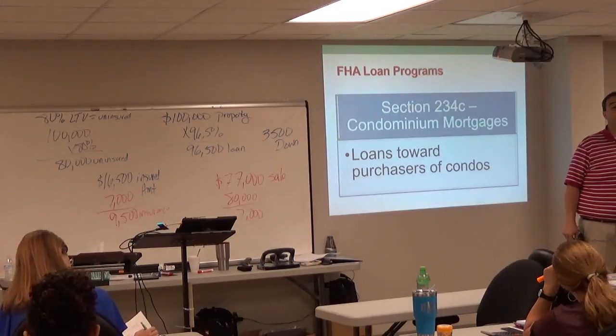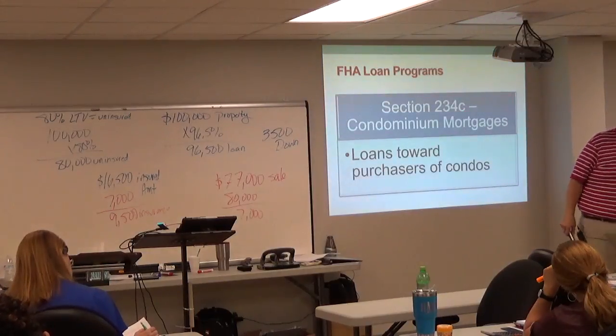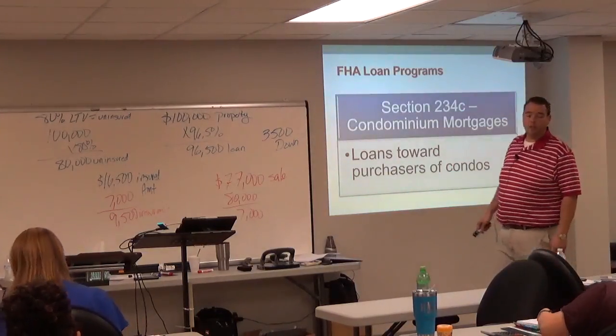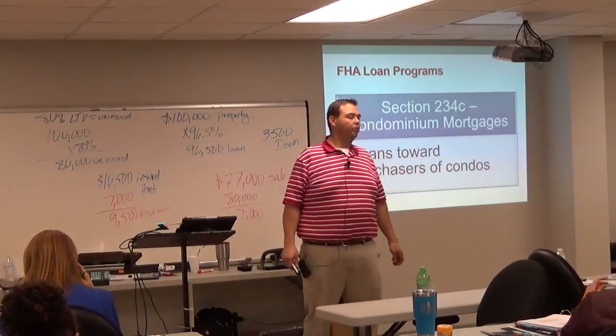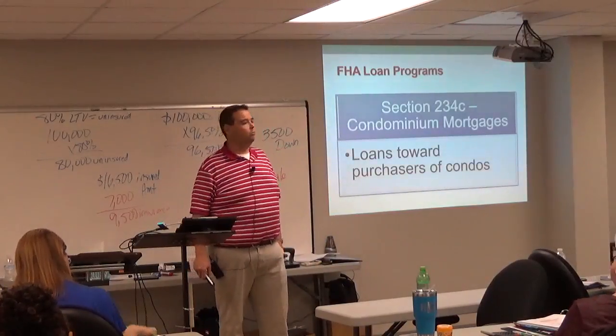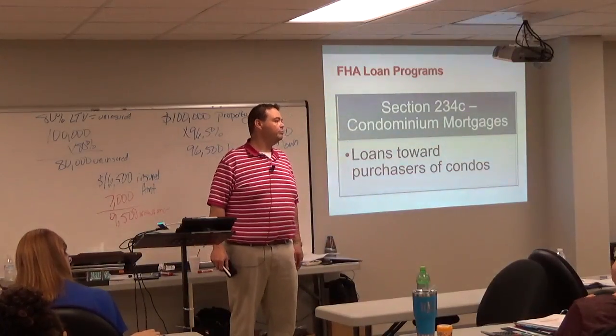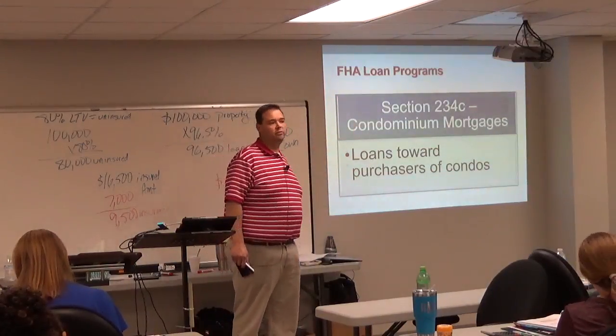I'm sorry? You said 234C. C. It's much harder to get the condo version because condos themselves are riskier. They look much more closely at the borrower for the condo version, and they also look at the condominium development. Not every condominium development will qualify for FHA lending. They look at how much they have in cash reserves and all that kind of stuff.